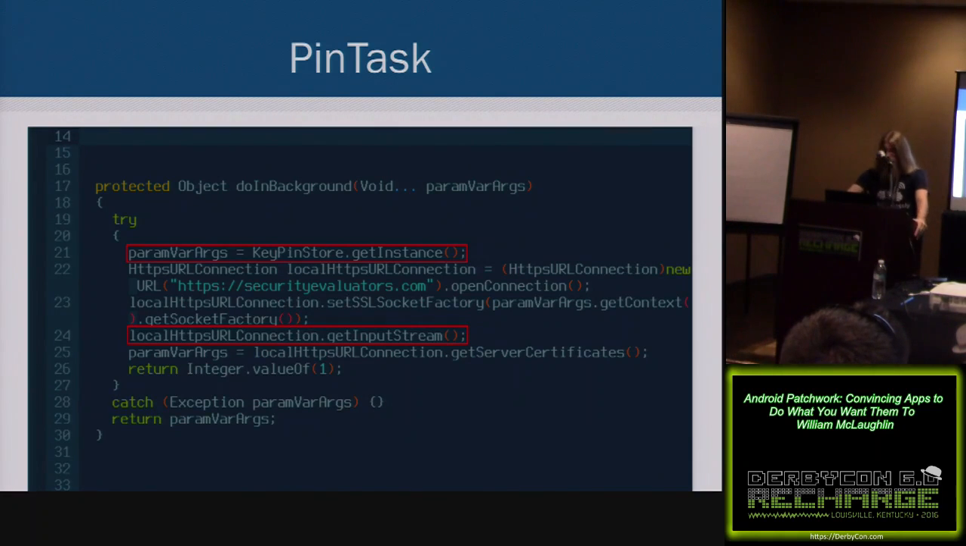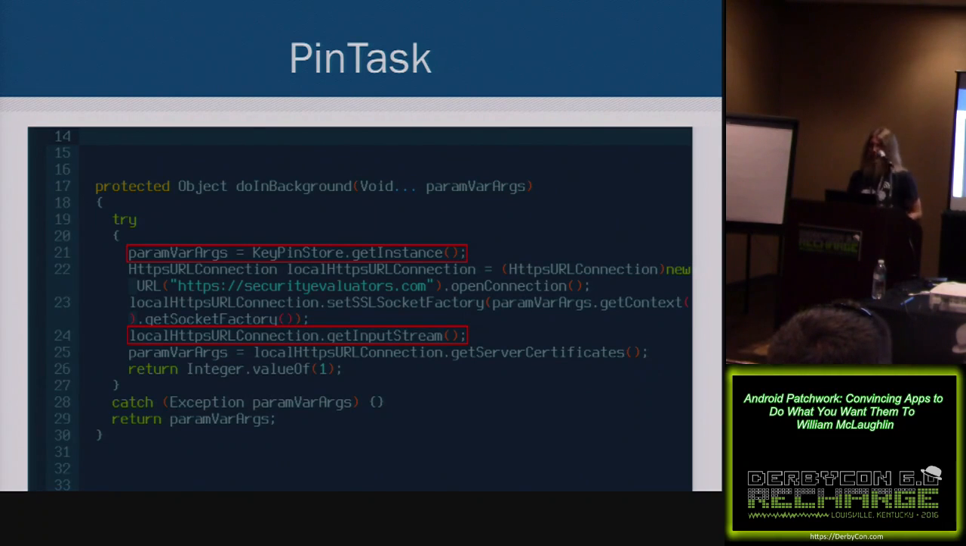So what happens here is, on line 24, we're calling getInputStream on this new connection to securityevaluators.com. Two things can happen with this function call. This function will either return no errors, so it will make the connection, grab the cert, and compare this cert to the cert in the key pin store. If things are in agreement, if the certs match, then everything's fine. The function finishes, and the program continues. It'll continue to line 25, and then 26, and it will return an integer object with a value 1.